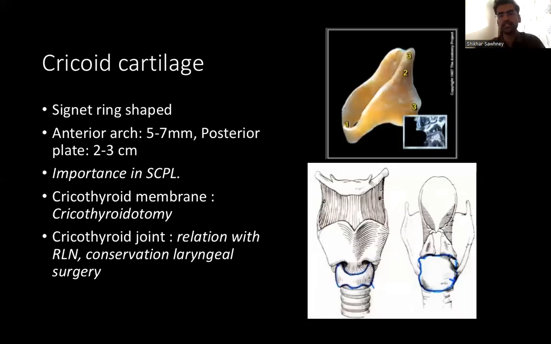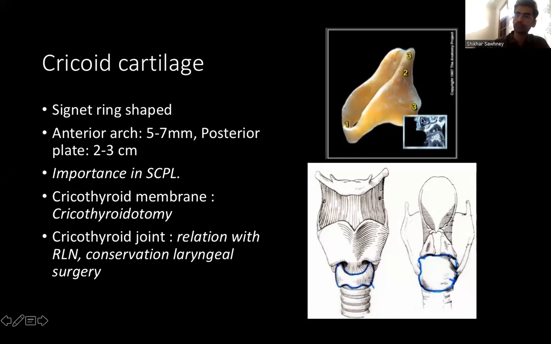The cricoid cartilage located below the thyroid cartilage is a signet ring-shaped cartilage. It is the only structure that is a complete ring in the entire airway, thus provides stability to it. The peculiarity of this cartilage is that anteriorly, the arch is narrow. It is just 5 to 7 millimeters, whereas posteriorly, the cricoid plate is broad, measuring 2 to 3 centimeters.